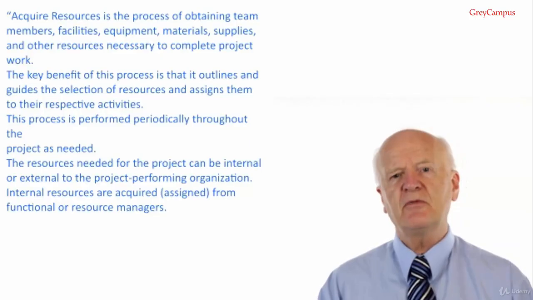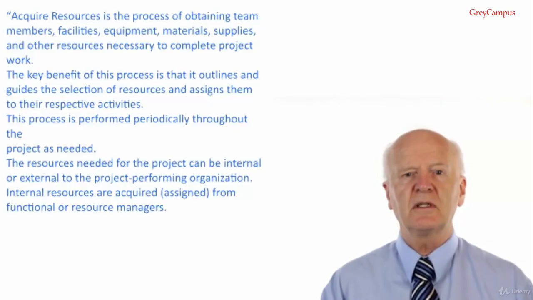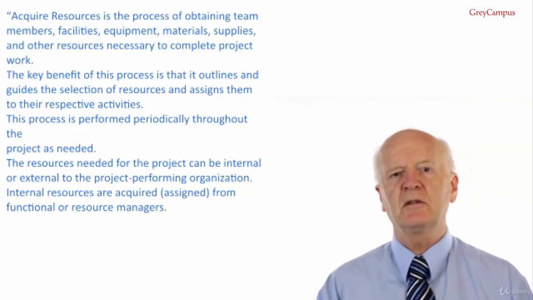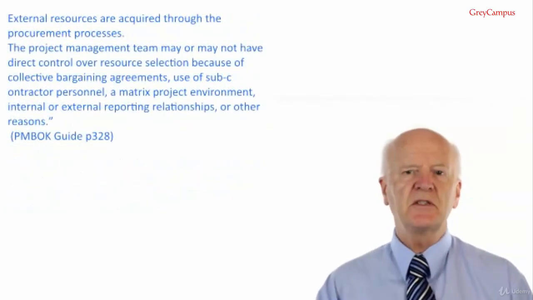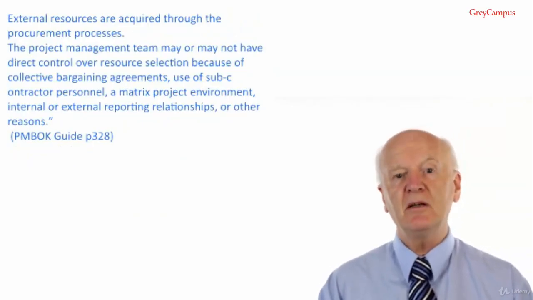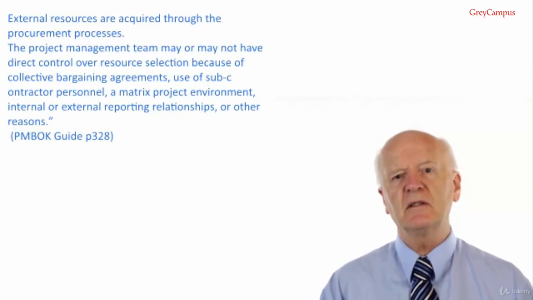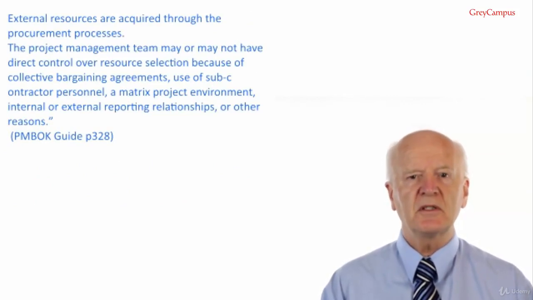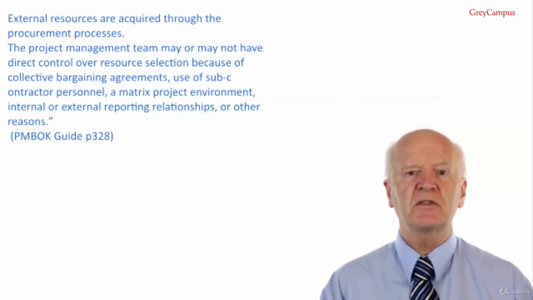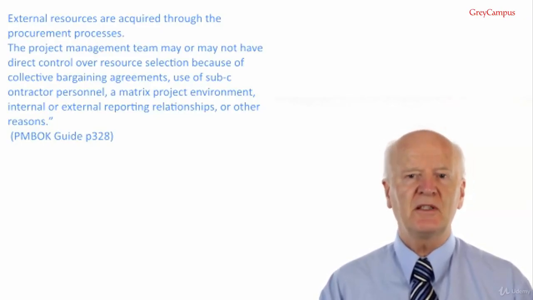The resources needed for the project can be internal or external to the project performing organisation. Internal resources are acquired or assigned from functional or resource managers. External resources are acquired through the procurement process. The project management team may or may not have direct control over the resource selection because of collective bargaining agreements, use of subcontractor personnel, a matrix project environment, internal or external reporting relationships or other reasons. That's from PMBOK Guide, page 328.